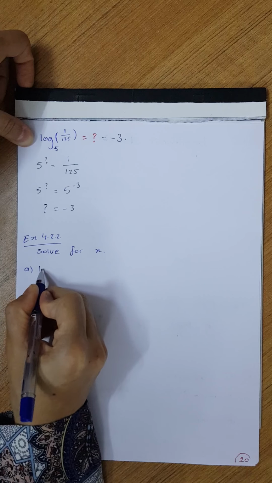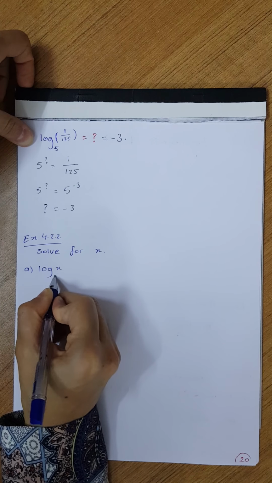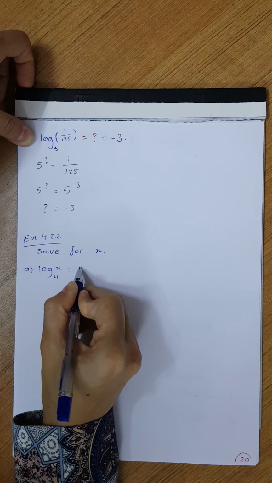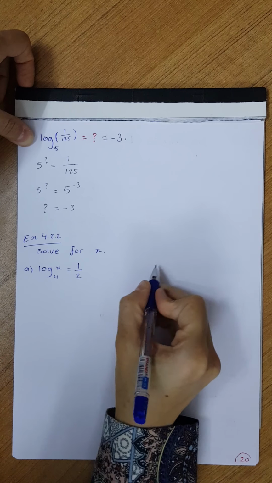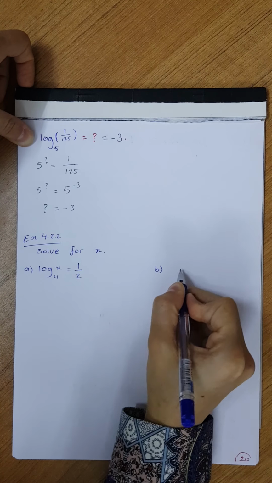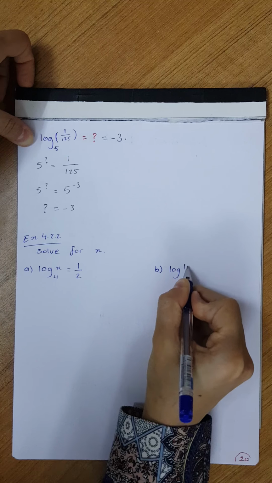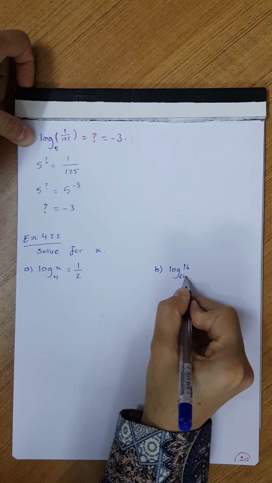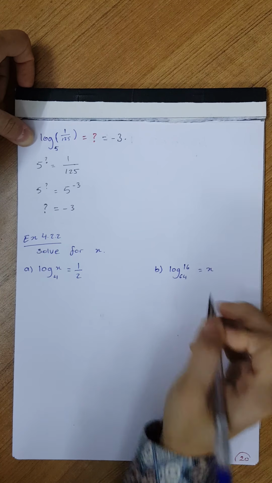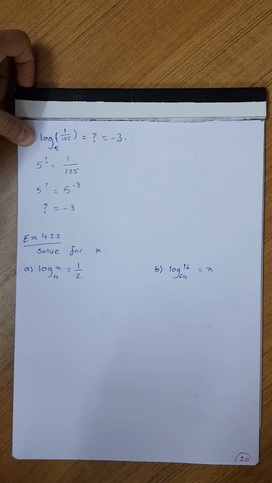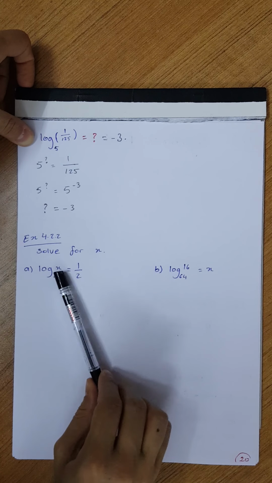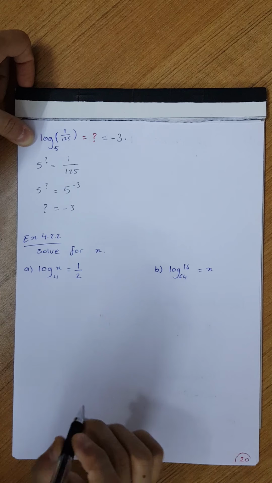I have got the first example. It is logarithm of x with the base of 4. That's equal to 1 over 2. Okay, part B. I have got logarithm of 16 with the base of 64. That's equal to x. What's required from us here? To find the value of x, finding that unknown in the function.